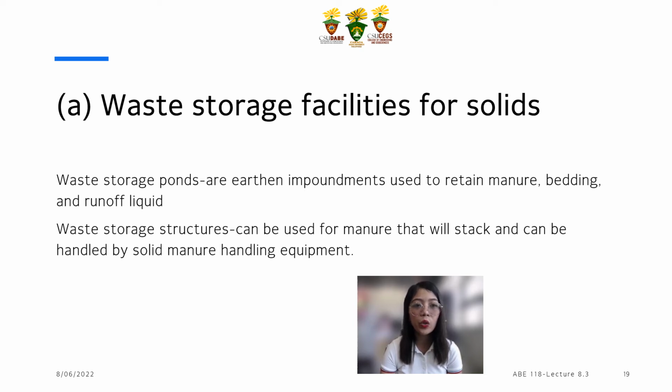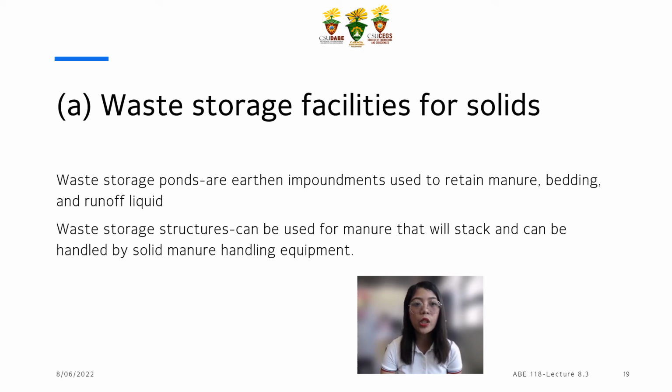So waste storage structures can be used for manure that will stack and can be handled by solid manure handling equipment. So these structures must be accessible for loading and hauling by that equipment. They can be open or they can be covered. So roof structures are used to prevent or reduce excess moisture content. So open stacks can be used in either arid or humid climates. So seepage and runoff must be managed.